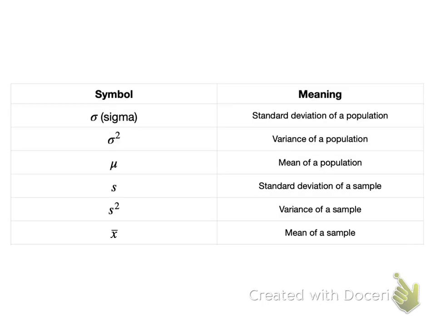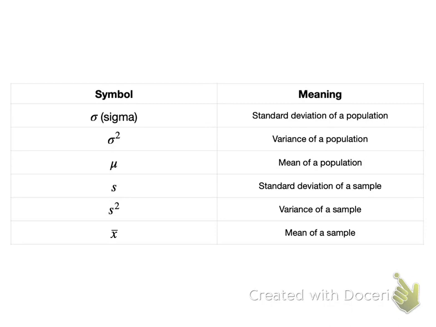Okay, here are all the symbols you need to know. Sigma, another Greek symbol, is used to refer to the standard deviation of an entire population. Sigma squared is the variance of an entire population. And then that other letter there is mu. We use mu to refer to the mean of the entire population. Then we have s, that's the standard deviation of a sample. s squared, the variance of a sample. And then x with the bar over it is the mean of a sample.